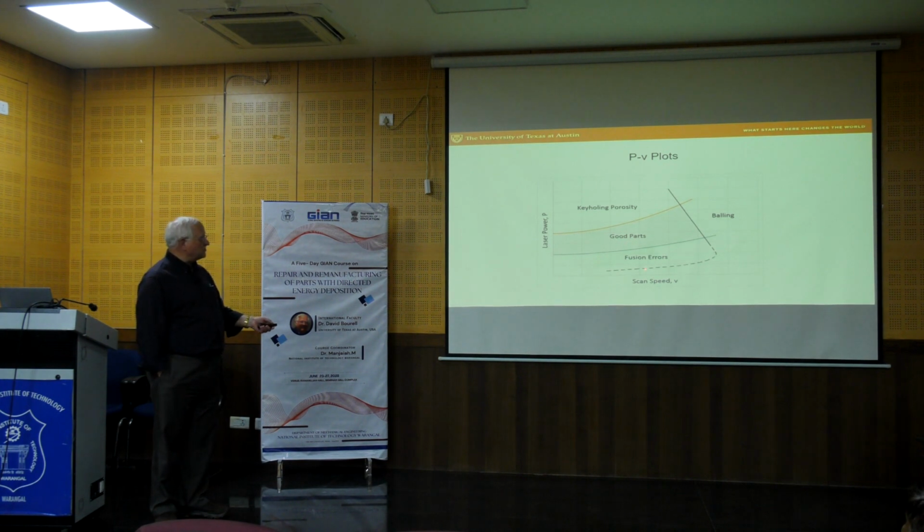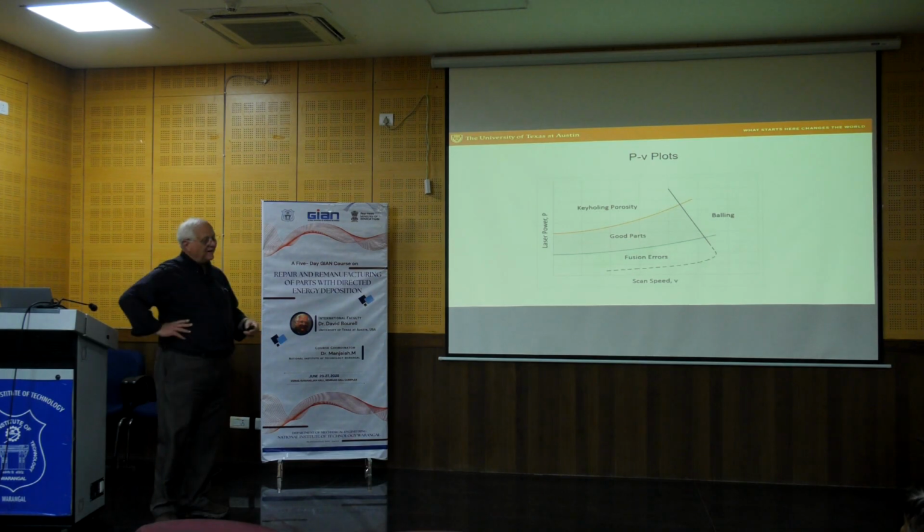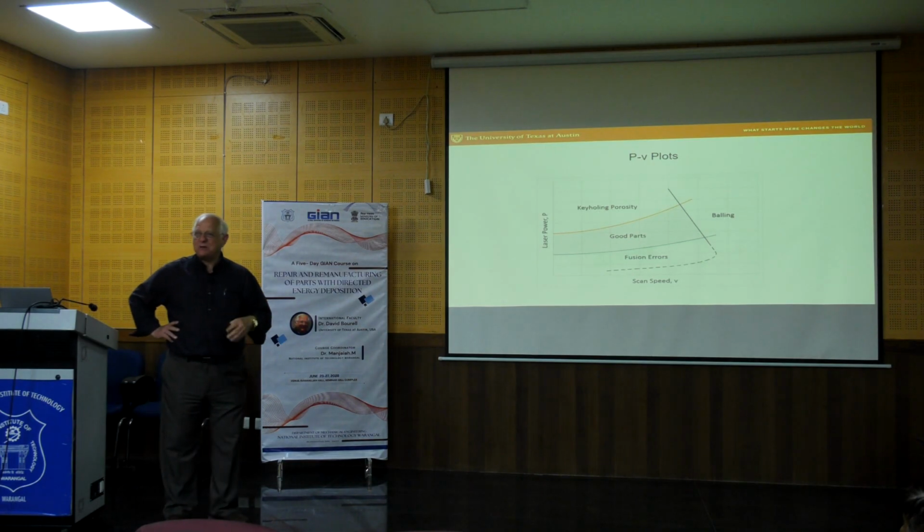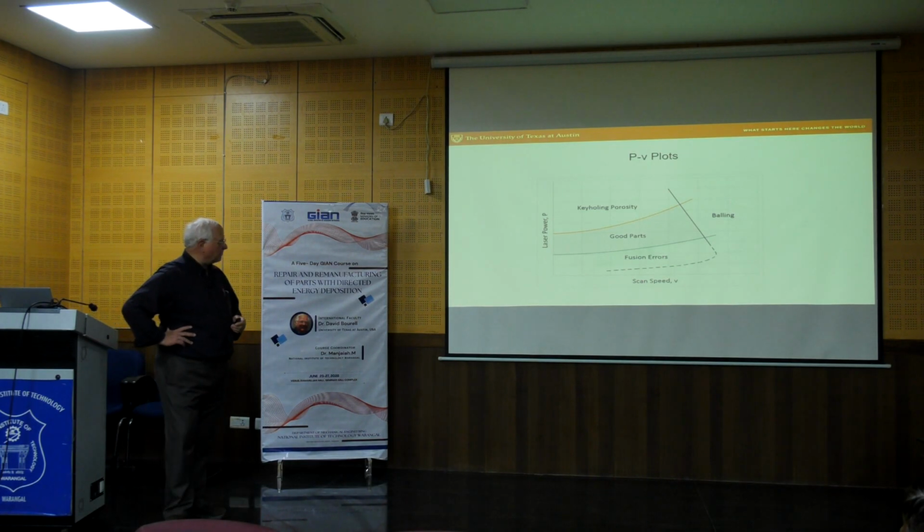And so with fusion errors, you uniformly increase the power, because decreasing the scan speed, it's a much narrower plot typically, although you could conceivably lower the scan speed to get into the good region. Having said that, we typically like high scan speeds, right? Because we can produce parts faster with a high scan speed.